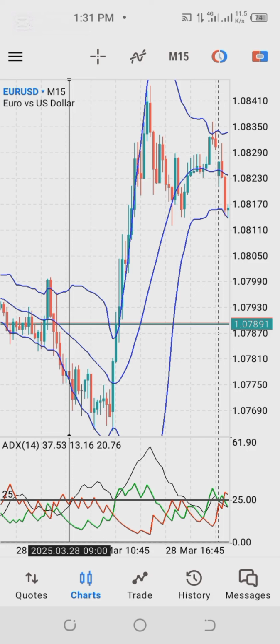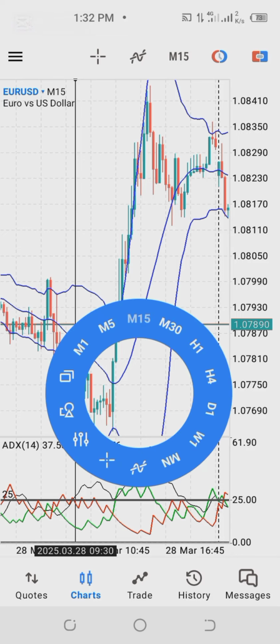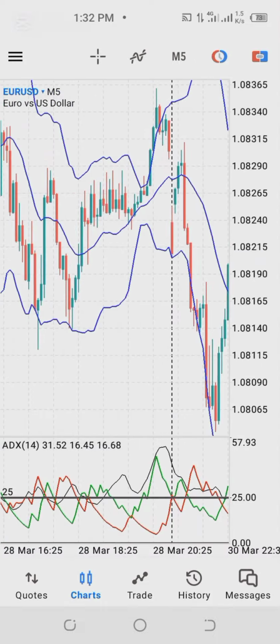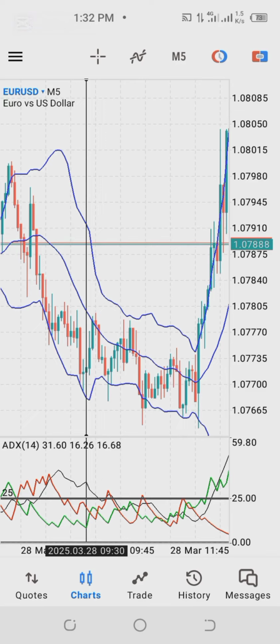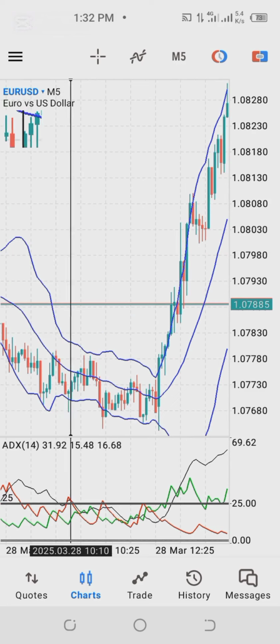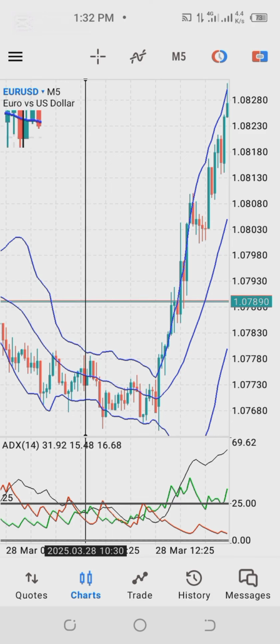I will ensure that the green ADX is underneath the red ADX. Once it happens, good, then I know that everything is aligning perfectly well. Then the next thing I'll do is I will switch to the M5. Good. And on the M5 time frame, what am I expected to do? So I'm going to look out for the crossover of the green above the red.